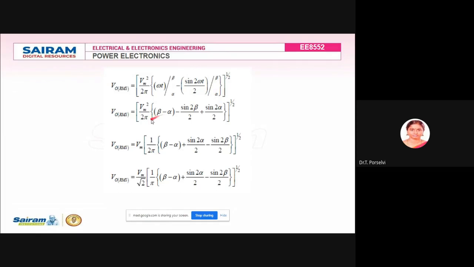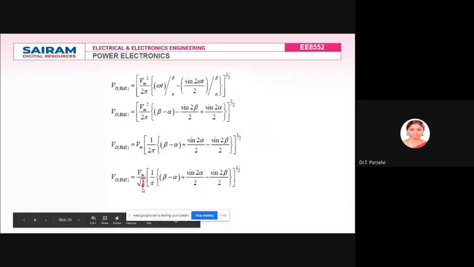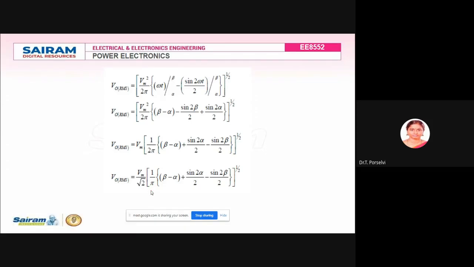After substituting the limits, you finally get the RMS value of the output voltage, which is Vm by root 2, square root of 1 by pi times beta minus alpha plus sine 2 alpha by 2 minus sine 2 beta by 2. So this is the RMS output voltage of a single phase AC voltage controller with RL load, with the current taken as discontinuous.